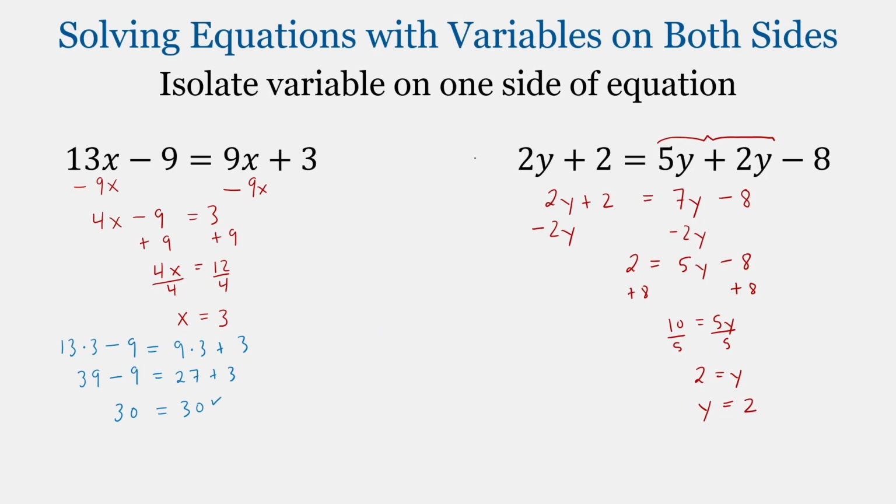Checking the answer, again, you go back to the original problem when you check the answer, before any simplification was done. So that's 2 times 2 plus 2 equal to 5 times 2 plus 2 times 2 minus 8. So this is 4 plus 2 equal to 10 plus 4 minus 8. 4 plus 2 is 6, and then 10 plus 4 is 14 minus 8. That is 6 equal to 6, and that's a true statement.